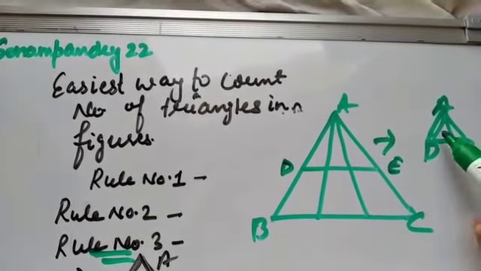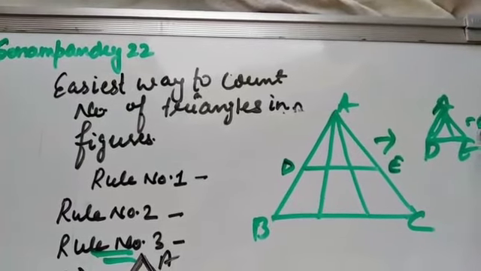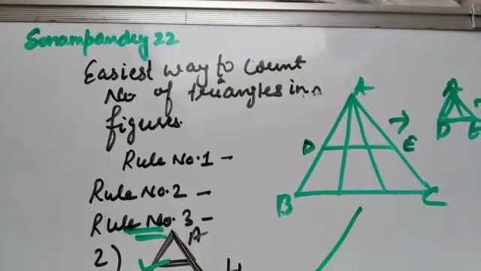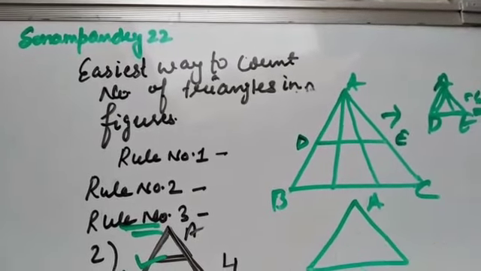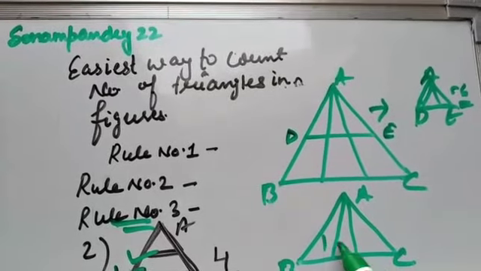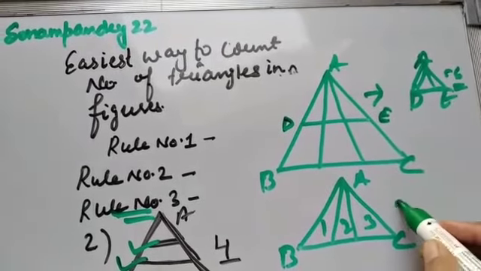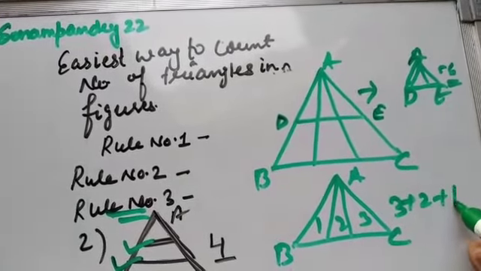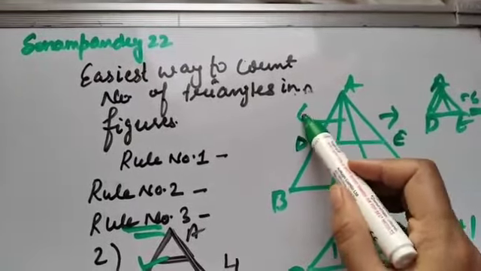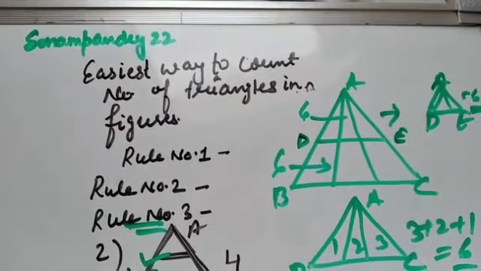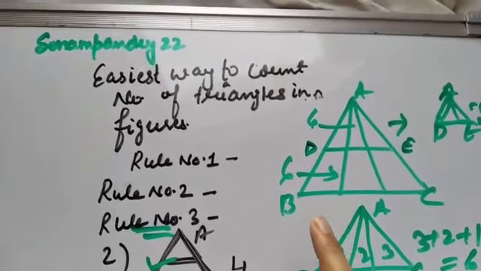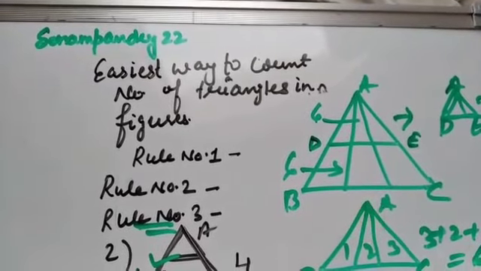Now there are 1, 2, 3, which means 6 triangles, as I explained in rule number 1. And then separate A, B and C, and again you will get it like this. So here also 1, 2 and 3. 3 plus 2 plus 1, that will be 6. So there are 6 and 6, total 12 triangles. So you can count the number of triangles in this way.